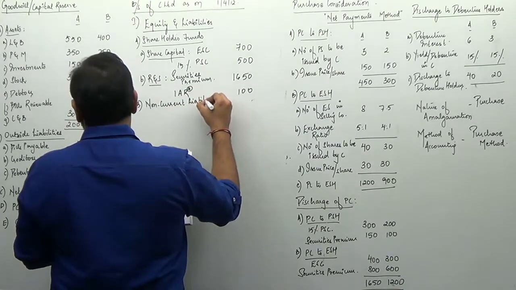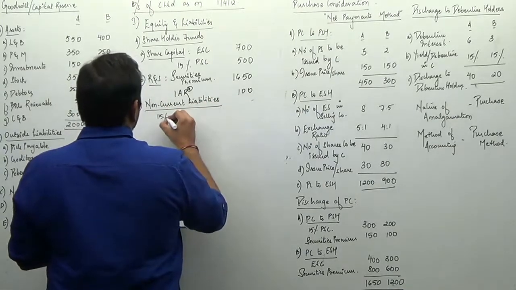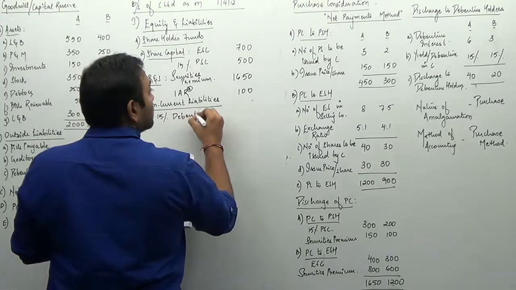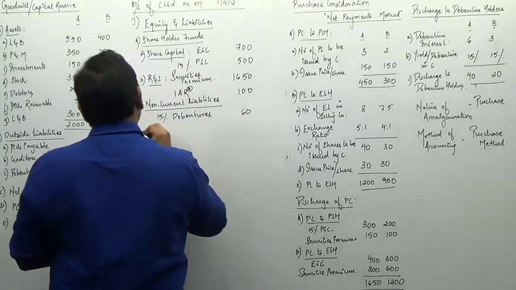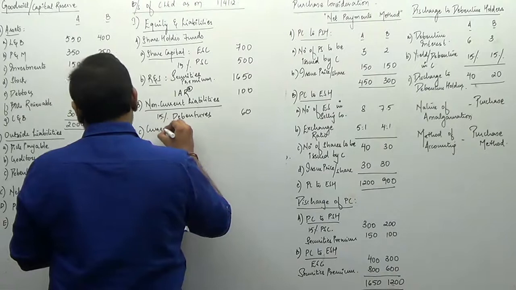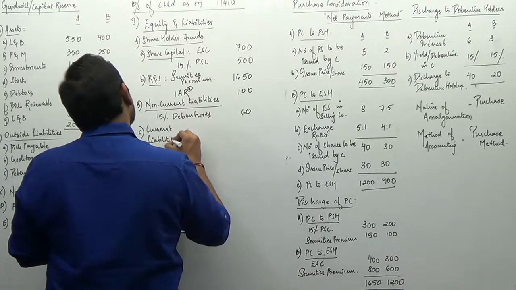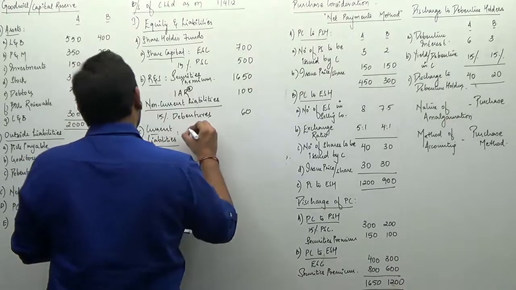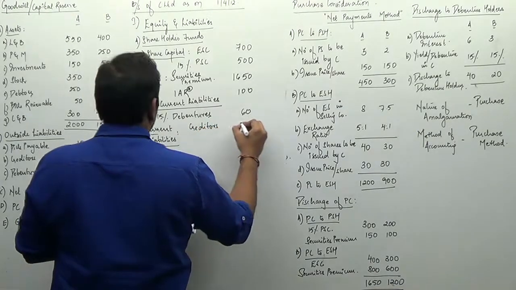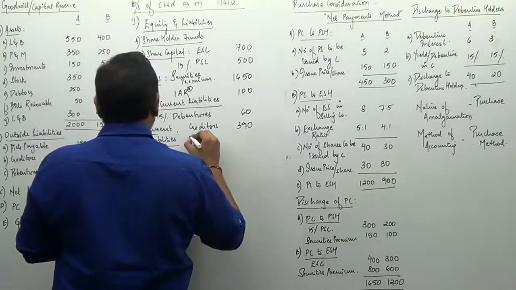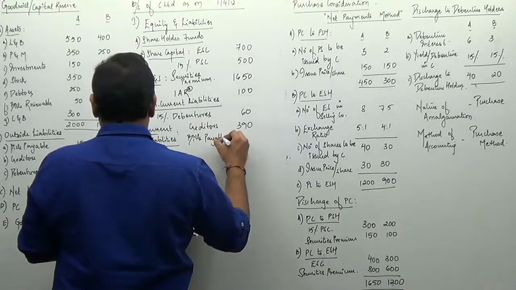Non-current liabilities, 15% debentures. 40 plus 20, check your discharge debentures, 60. Current liabilities, I have two current liabilities. First one is creditors, 270 plus 120, 390. And then I have bills payable, 220.